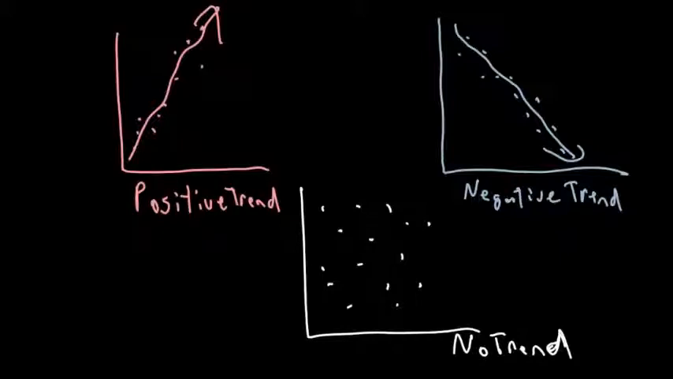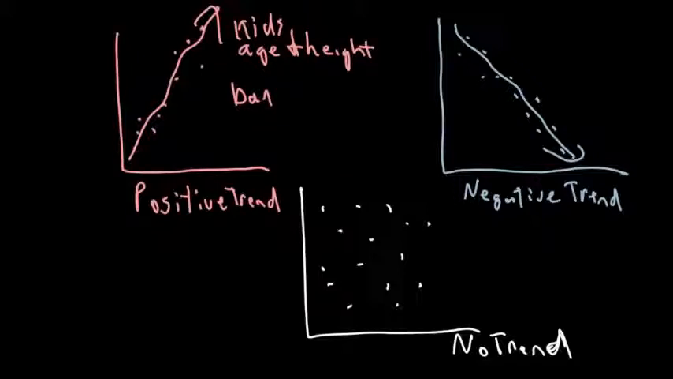Alright, so a positive trend could be your age and your height. Generally, as you get older, you get taller, at least for kids. Adults, that wouldn't be the case. Another thing that might have a positive trend would be your bank account over time, assuming you don't take out money.